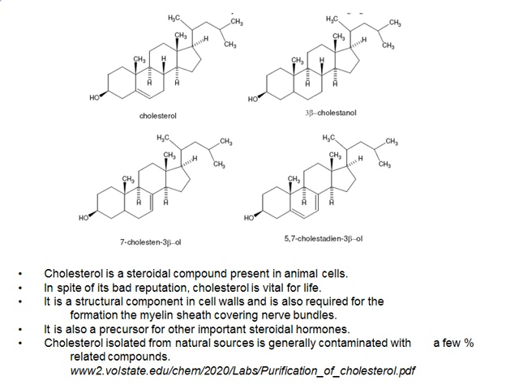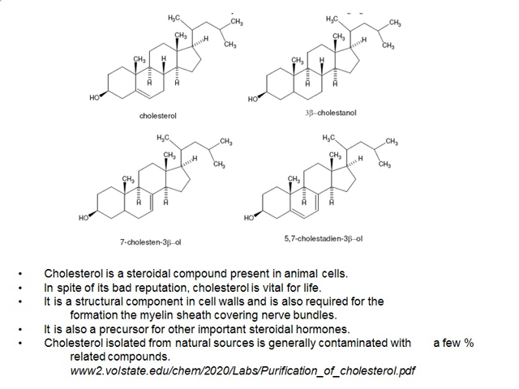Now, in spite of its bad reputation, cholesterol is actually present in all animal cells and serves some good purposes. You can read about some of the bad things in your lab manual, but it's a basic structural component of cell walls, and it's required for the formation of the myelin sheath that covers nerve bundles. It's also a precursor, or substrate, for enzymatic and metabolic transformations in the body to other important steroidal hormones that afford a variety of beneficial functions in the body.